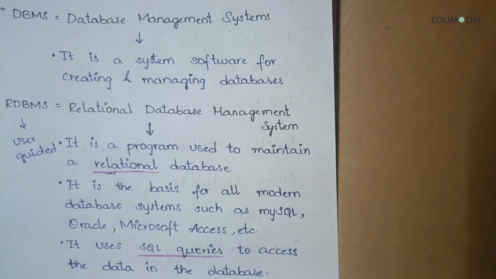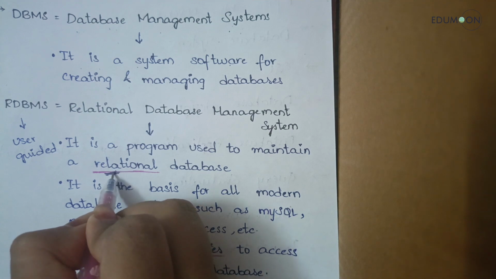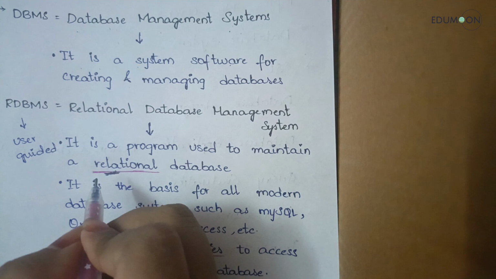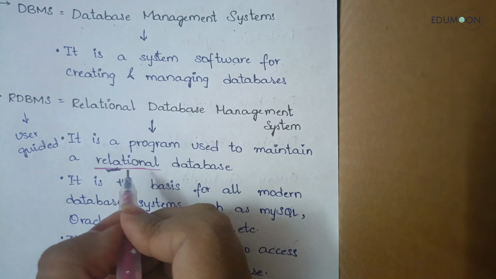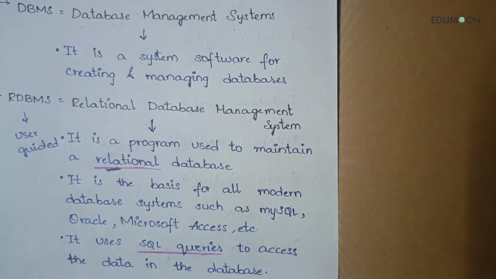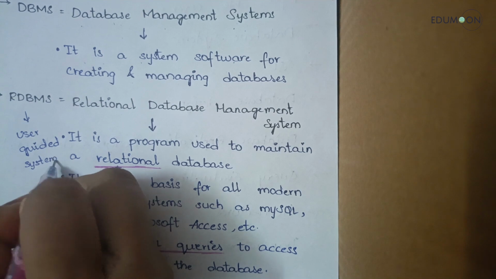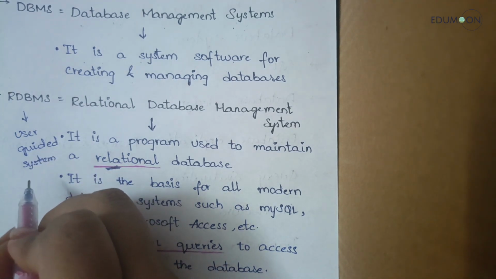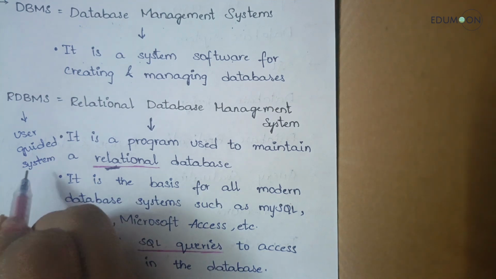Then, what is the difference? The main difference is, it is used to maintain a relational database. Here, relational means a table. We can say that in RDBMS, the data will be in form of tables. So we can also say that RDBMS is a user guided system, because here the user can update and delete or manipulate the data in form of tables.